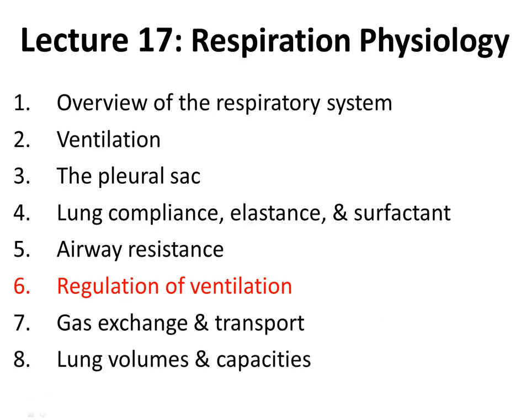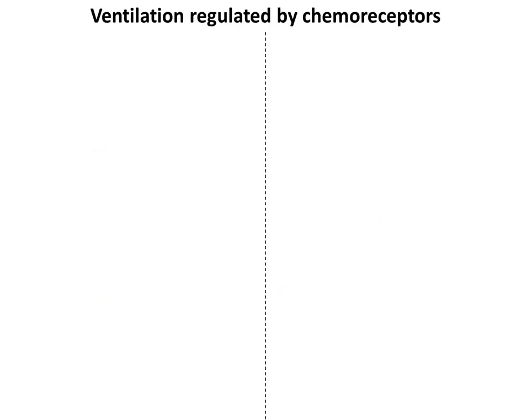Lecturette 6. We're going to talk about how we regulate ventilation. So we're getting really small into the mechanism of how we increase and decrease ventilation rates. The mechanism is via these tiny structures called chemoreceptors. Chemoreceptors measure chemicals.